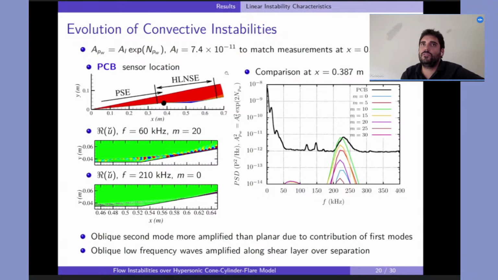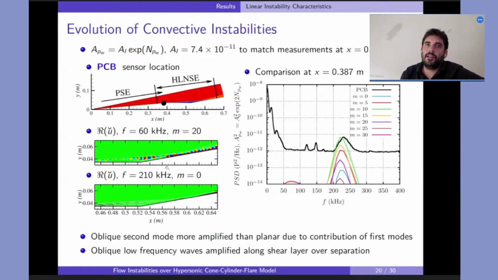So what I did is to select this 7.4 10 to the minus 11 to match the measurements at that initial sensor location. So here, this peak, I selected this initial amplitude to match this peak with the experiment. And from that point, we just use the predicted amplification to compare with the measurements.